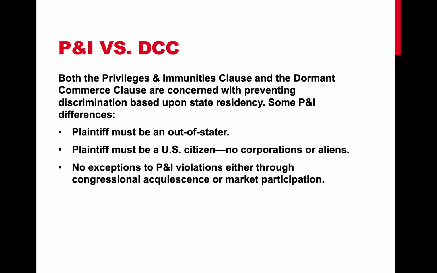Another major difference is that there are no exceptions to privileges and immunities violations. So we saw with the Dormant Commerce Clause that Congress could approve state legislation that would otherwise be a violation of the Dormant Commerce Clause, and states could engage in what looked like discrimination so long as they were not acting as a sovereign, but instead were acting as a market participant. Neither exception would apply to the Privileges and Immunities Clause.